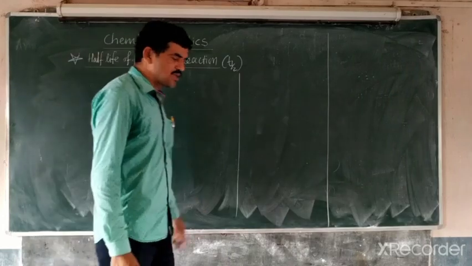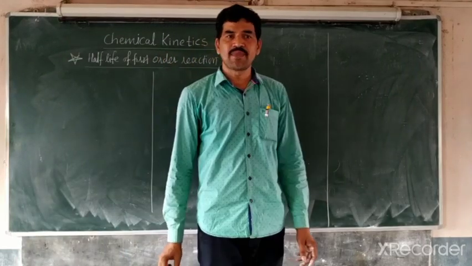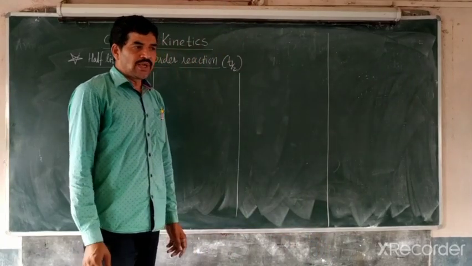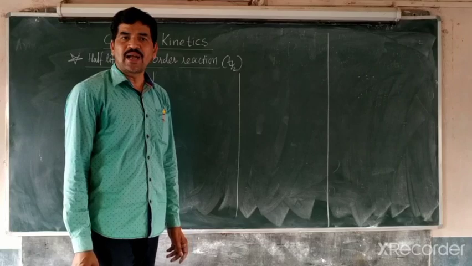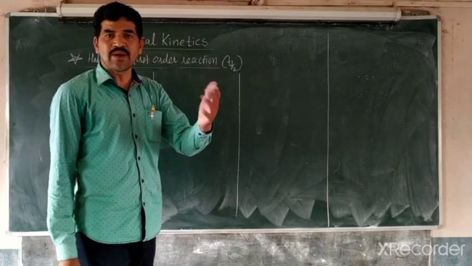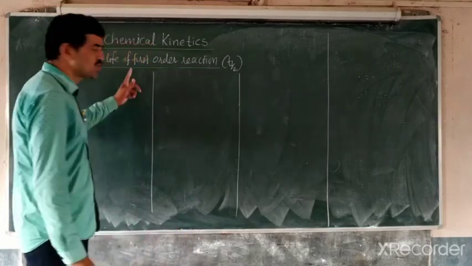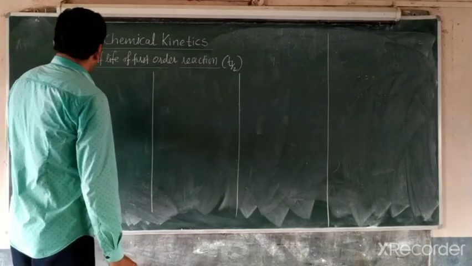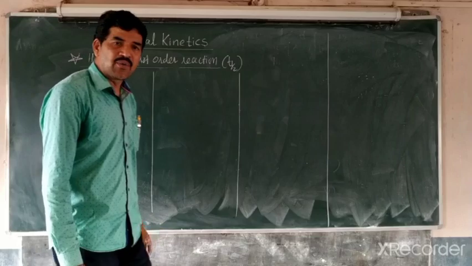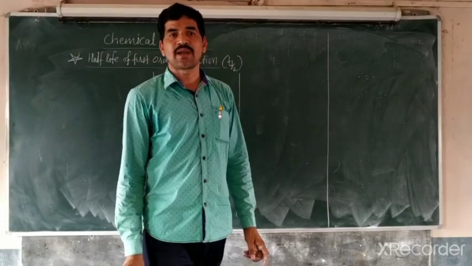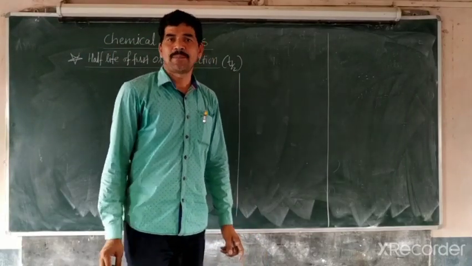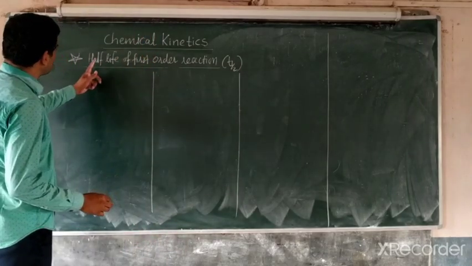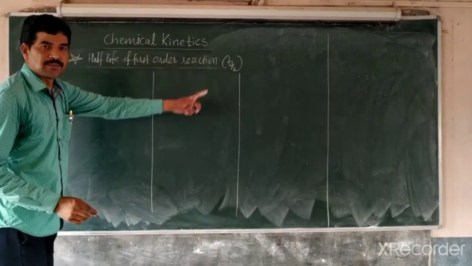In a particular reaction, if the initial concentration of the reactant is 10 mole per dm cube, then to decrease it to 5 mole per dm cube, whatever time is required, that time is nothing but its half-life time or half-life period. So half-life is defined as the time required to decrease the concentration of reactant to 1/2 of its initial value. Today we are going to study the half-life of the first order reaction.